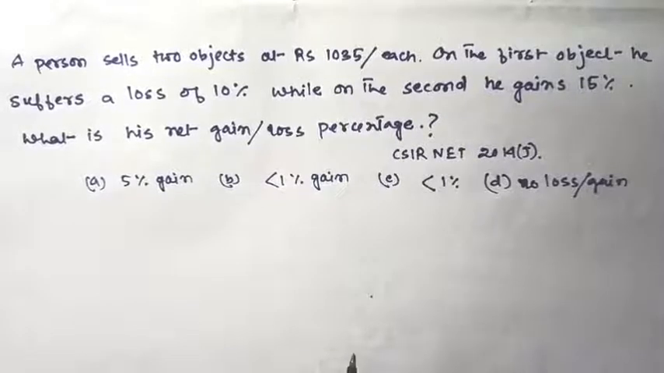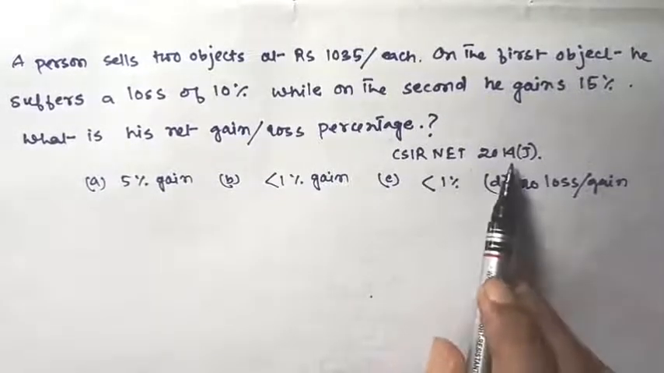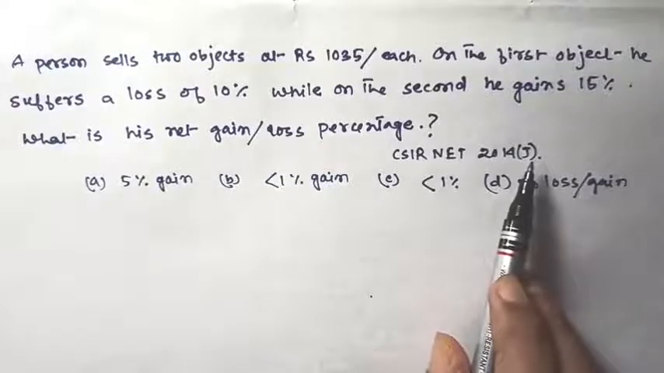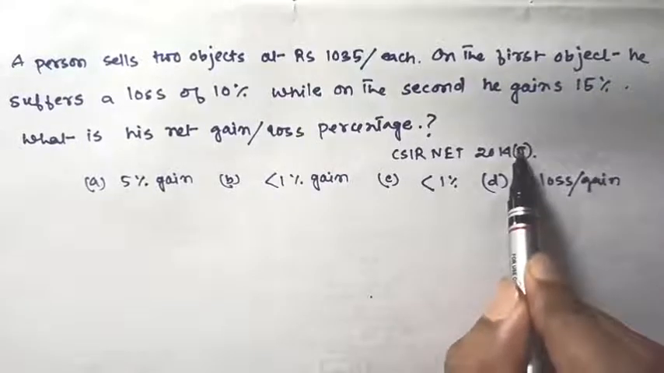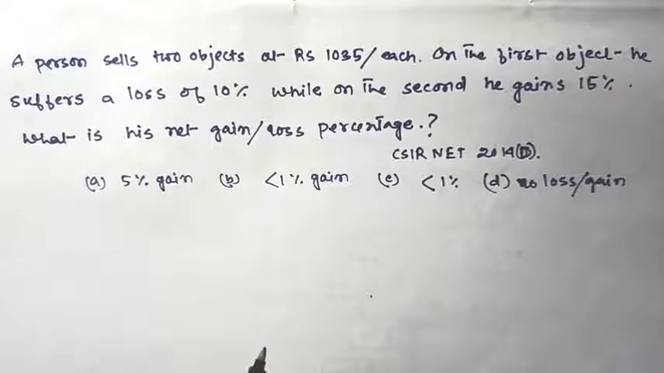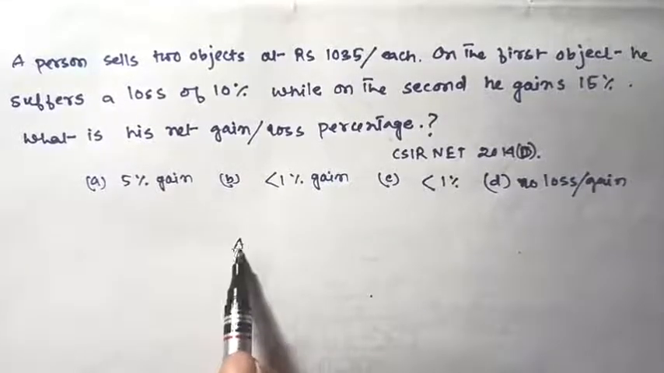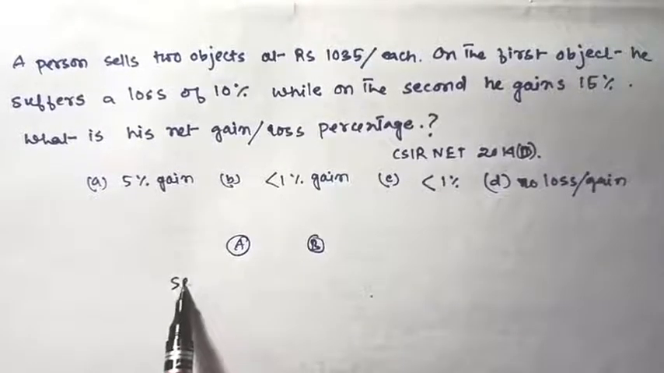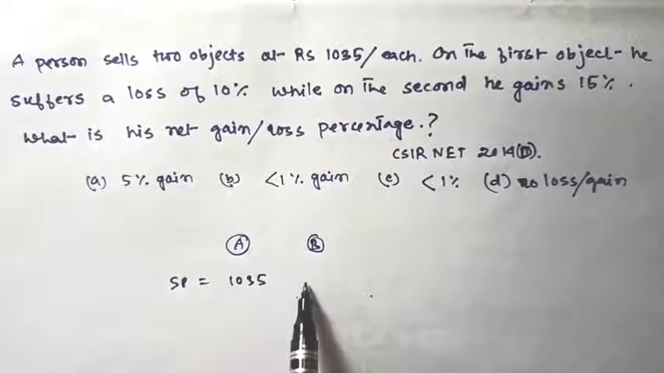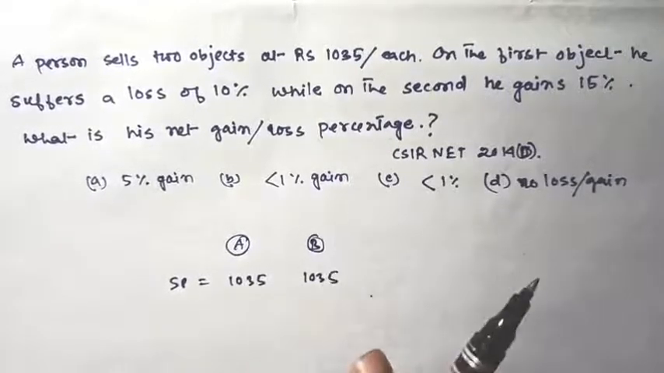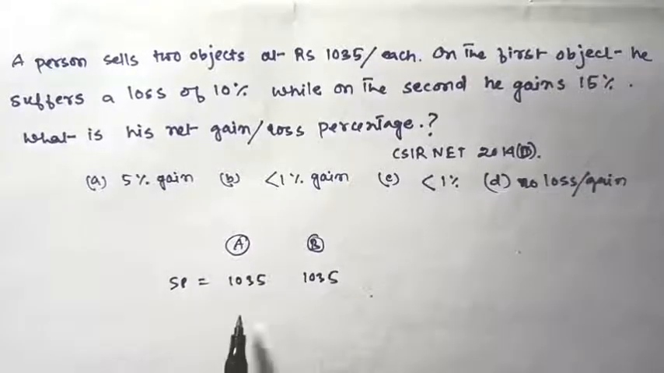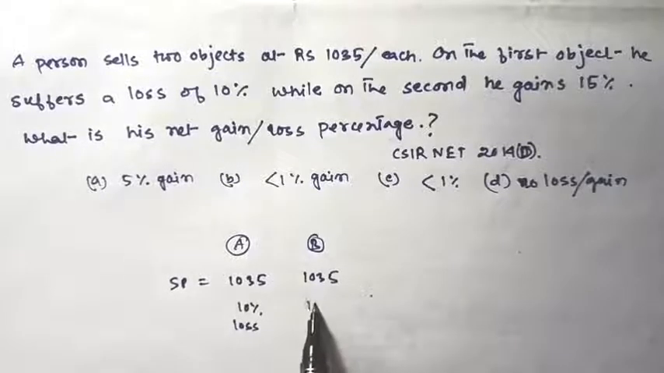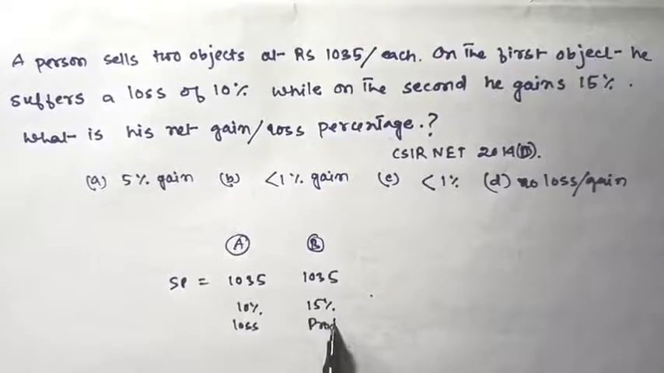This is a question on percentage asked in CSIR NET 2014 in the December session. In the question it is said that a person sells two objects, A and B, and both objects are sold at a selling price of 1035 and 1035 rupees. It is said that on the first object he suffers a 10% loss, whereas on the second object he gets a 15% profit. What will be his total gain or loss?